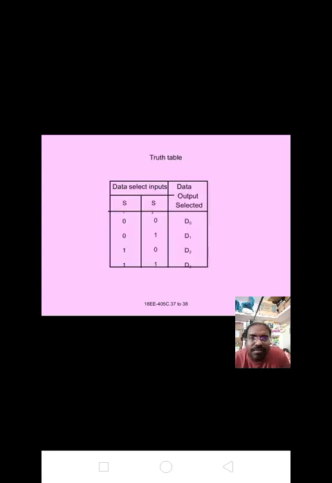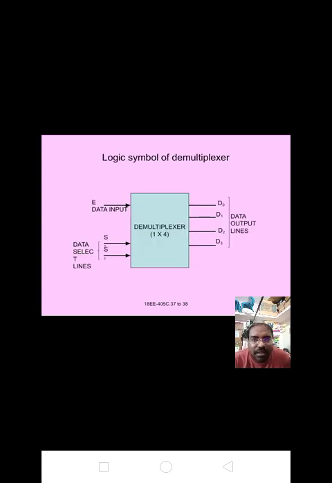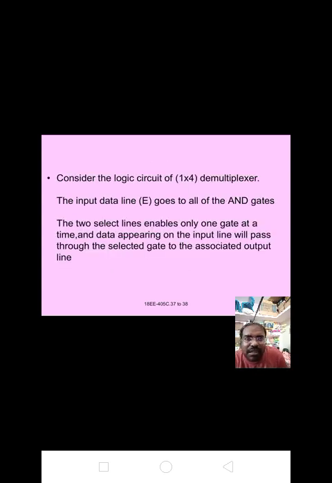See here, when both the inputs are high, we get the output D3. When both the inputs are low, we get the output D0. When the inputs are different, 0 1 means D1 and 1 0 means D2. Okay, it is the representation of the demultiplexer.